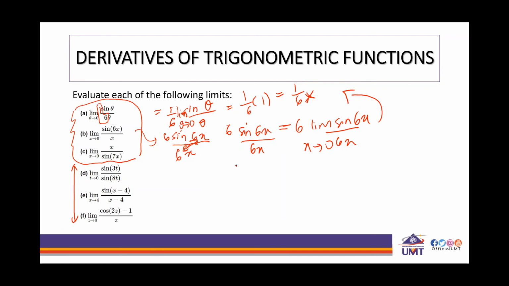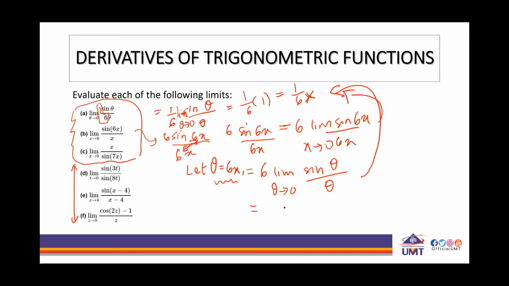So now, to make it easier, you let theta equal 6x. So here you become 6 times the limit as theta approaches 0. You will have sin theta over theta. This is the same as the previous one. So now 6 times 1 is equal to 6. So this is the answer for B.